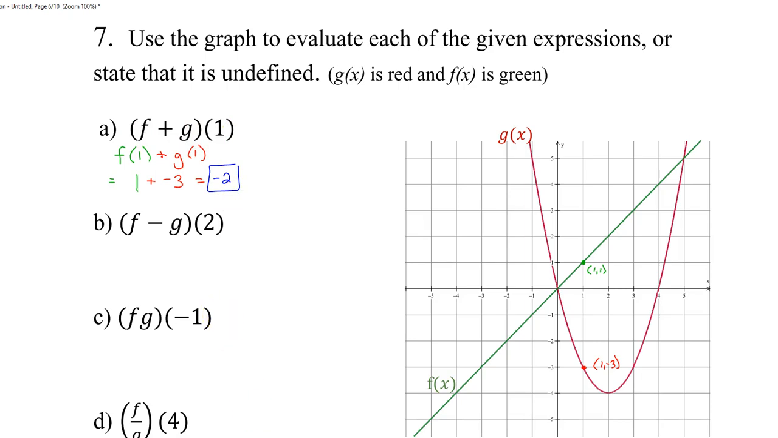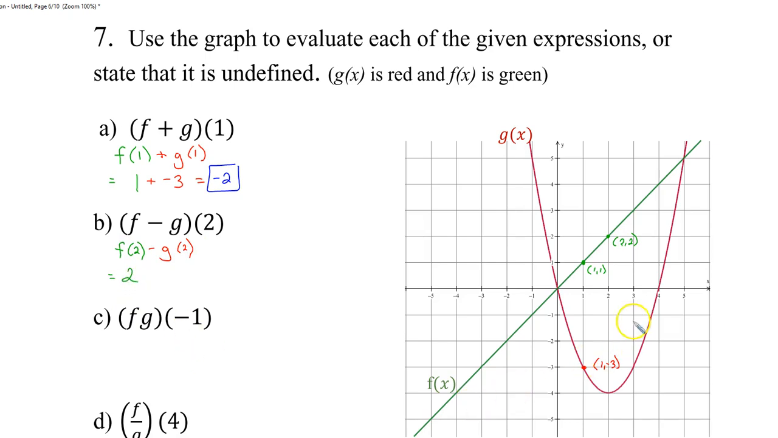We're going to do exactly the same thing with the next one, except we're going to be subtracting these values. So I want to be able to find f of 2, and then I want to be able to find g of 2, and then I will subtract those two numbers that I get. So my y value for f of 2, I'm going to go to 2 on my x-axis. I'm going to my ordered pair that's on that green line, and so that actually has the ordered pair 2, 2. And so f of 2 has a value of 2.